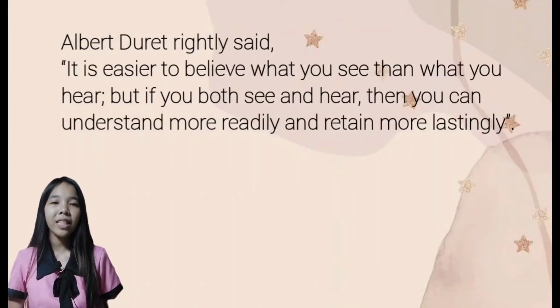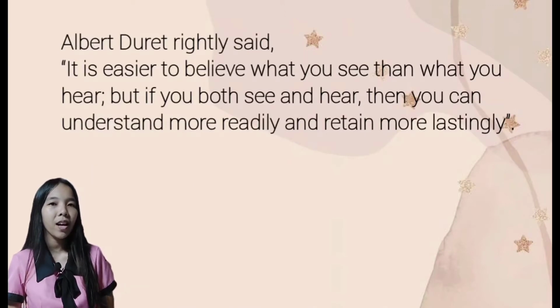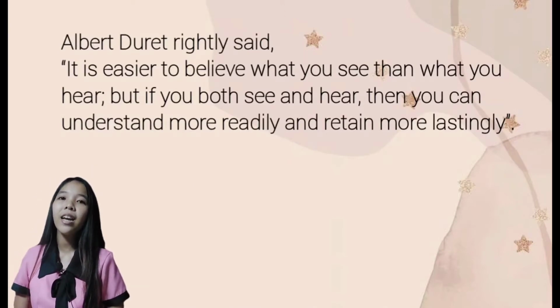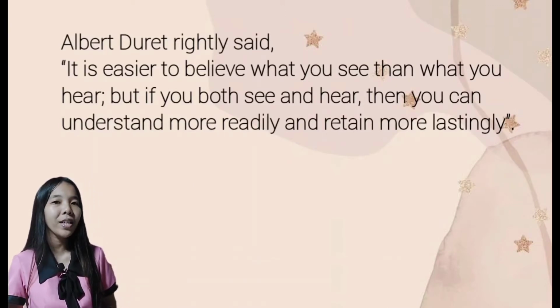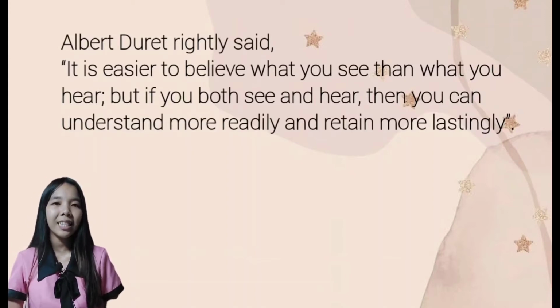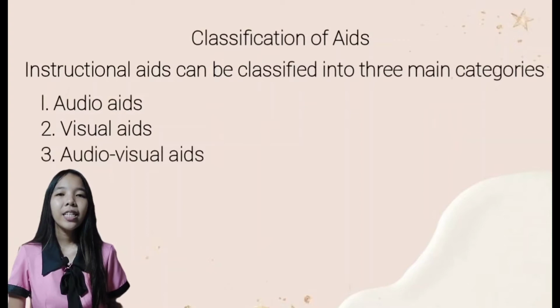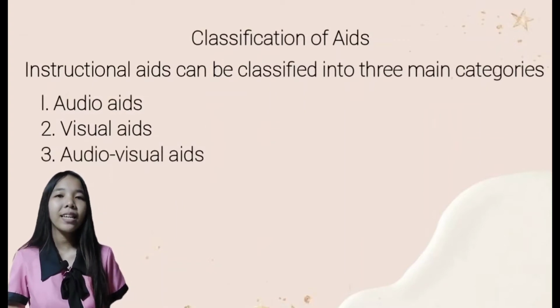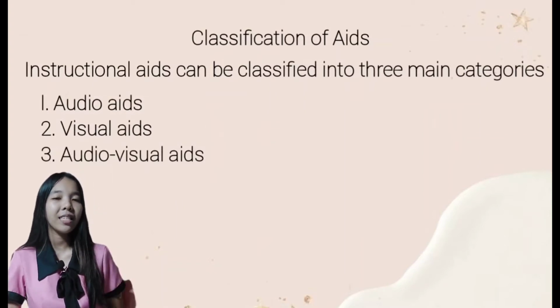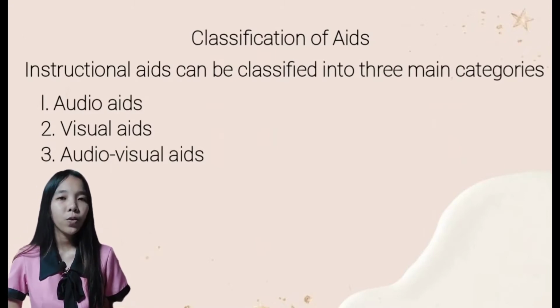Albert Dorothwerty said, "It is easier to believe what you see than what you hear. But if you both see and hear, then you can understand more readily and retain more lastingly." Now let's go to classification of aids. Instructional aids can be classified into three main categories. First is audio aids, second, visual aids, and third, audio-visual aids.